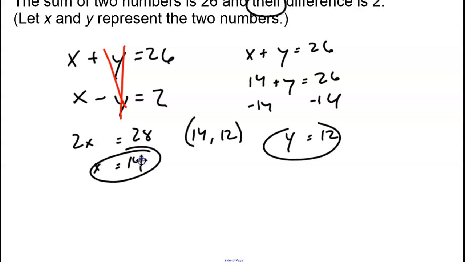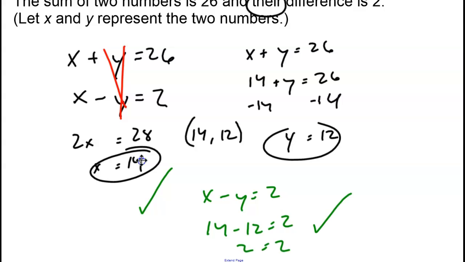And let's do a check. We'll use the other one, x minus y equals 2. And so if we say x is 14 minus y, which is 12, equals 2, 2 equals 2, and that checks out. Okay? All right, and that's how to solve the word problem.